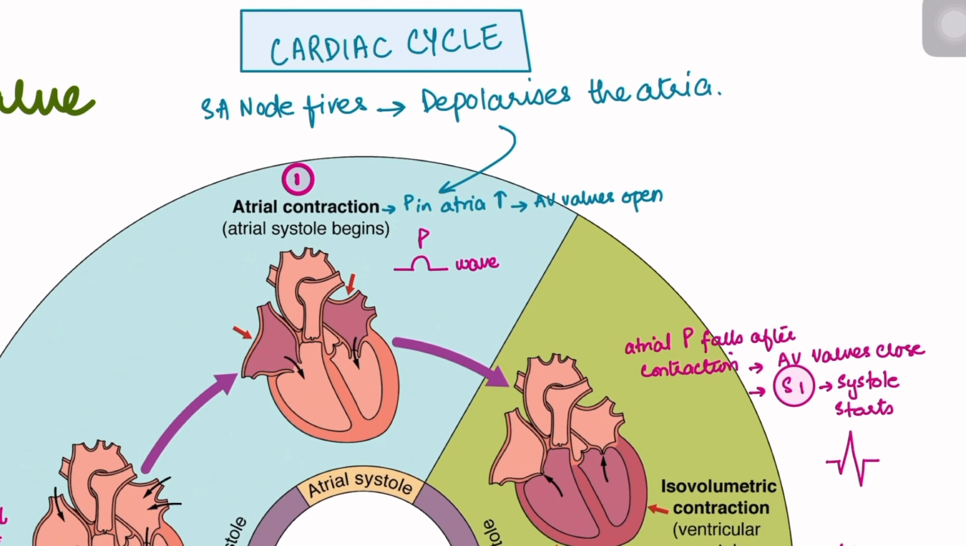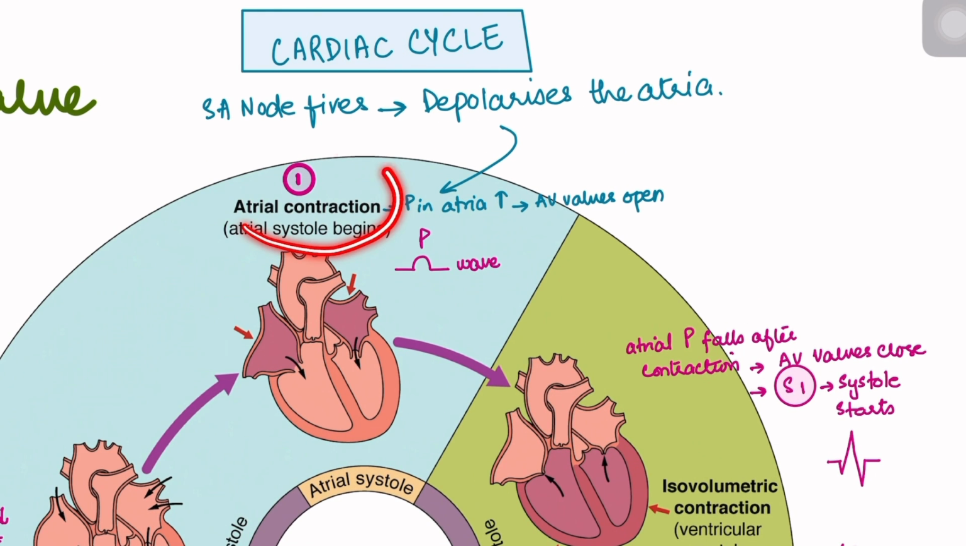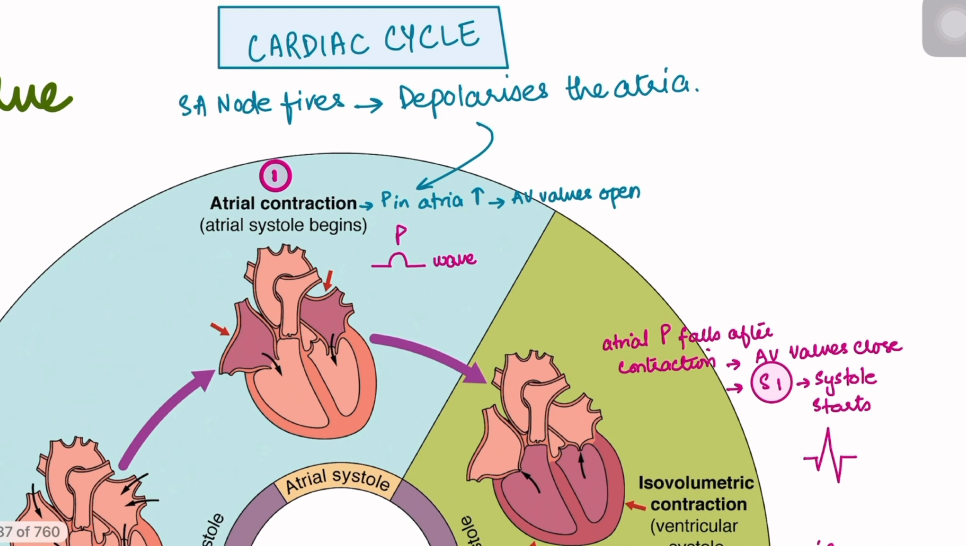I like to start my cardiac cycle from atrial contraction, because this is going to signify atrial systole. Atrial systole is basically when your atria are actively contracting and pushing blood into the ventricle. After the SA node fires, it will depolarize the atria, and the atria will actively start contracting, pushing the blood into the ventricles. And this will signify the P wave on the ECG.